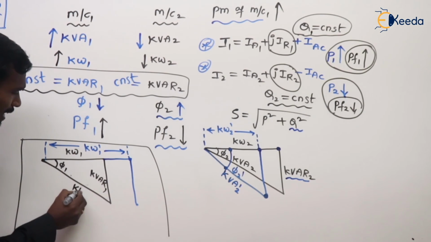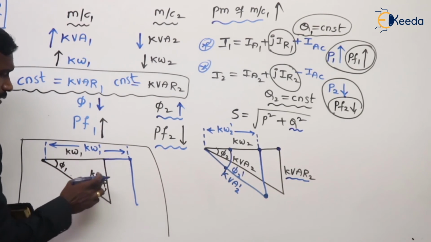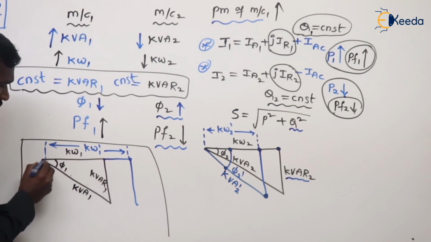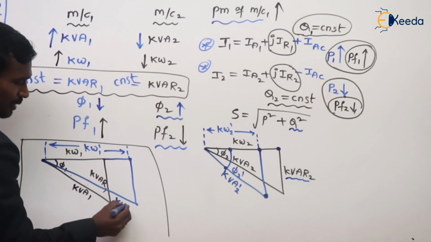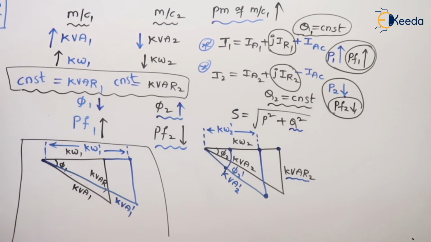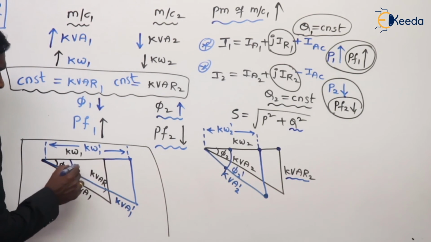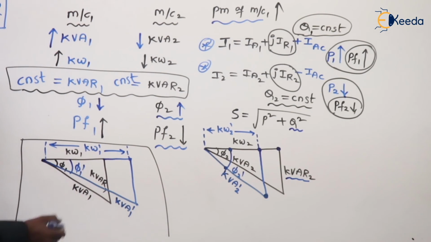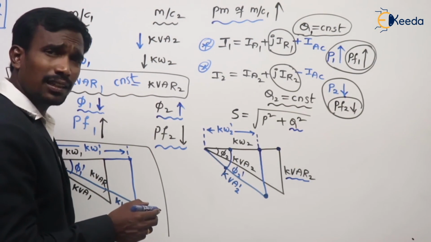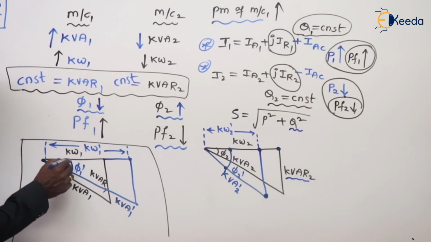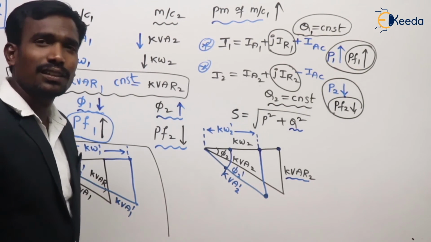Reactive powers are the same. But what happened to the active component? The active component increases, the reactive component is the same. Then what happened to kVA? See here, the magnitude of kVA increases. When the magnitude of kVA increases, what happened to the power factor angle? The power factor angle is decreased now. Are you getting it or not? The power factor angle decreases. When the power factor angle decreases, ultimately the power factor increases.